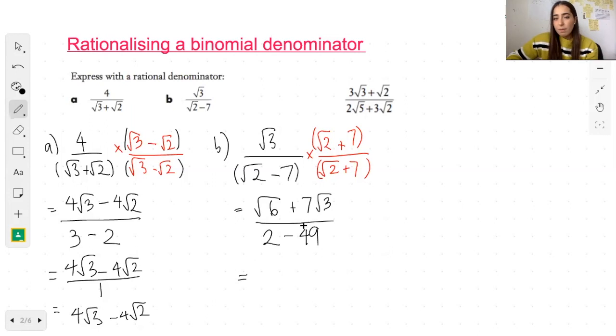We simplify the top if we can. In this case, we can't. So I'm just going to rewrite it as root 6 plus 7 root 3. Then we simplify the bottom. 2 minus 49 is minus 47. And that's your answer right there. You can rewrite this answer with the negative at the top, but it's not necessary.